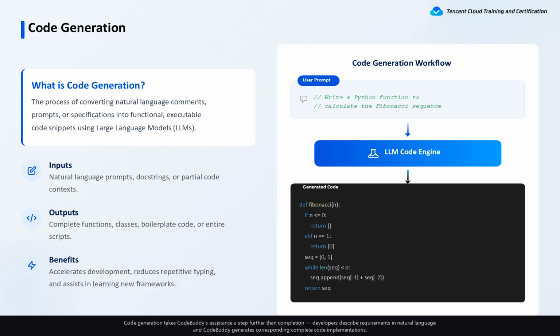Code generation takes CodeBuddy's assistance a step further than completion. Developers describe requirements in natural language, and CodeBuddy generates corresponding complete code implementations. This description-to-code workflow enables rapid translation of ideas into executable code, particularly suited for algorithm implementations, data processing routines, and file operations with clear logical structures. Generation quality depends substantially on prompt clarity. Explicitly specifying input and output types, error handling requirements, and performance constraints significantly improves usability. Generated code should be treated as a starting point that the developer reviews and adjusts appropriately before incorporating into the codebase. This human-AI collaboration model leverages AI's generation capability while preserving the developer's final control over code quality.